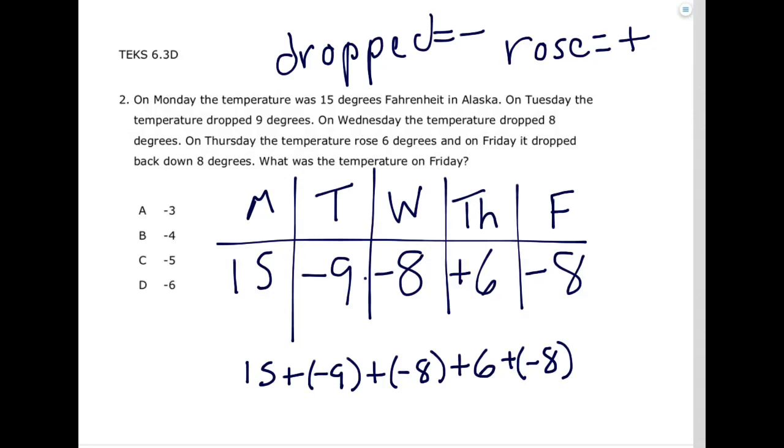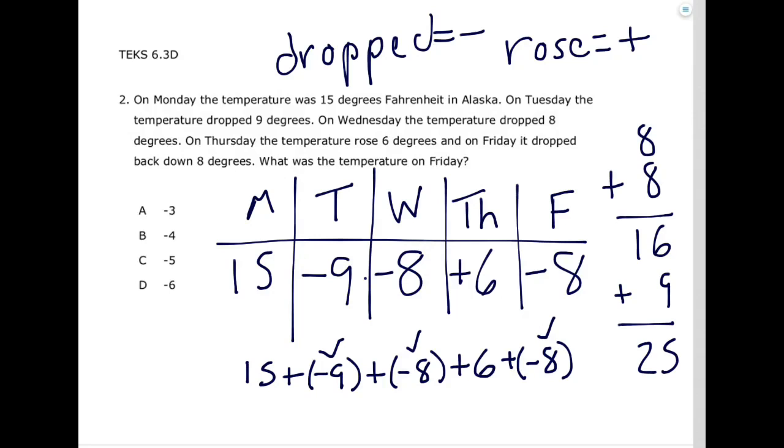So I'm basically adding together some positive and negative integers. First thing I can do, I can solve it by going left to right. I can also take all my negatives, so like -9, -8, and -8, and I can add those up first. So 8 plus 8 is 16, and then 16 plus 9 is 25, and I need to remember that that's -25 because I just added 3 negative numbers.